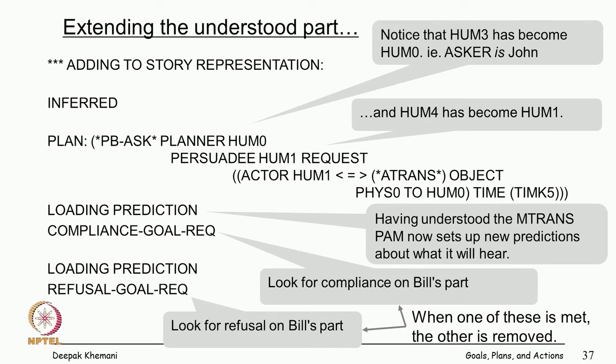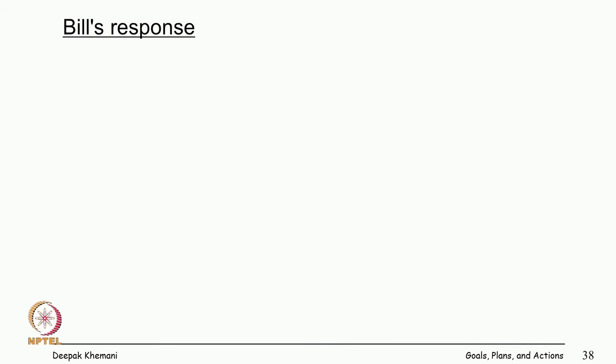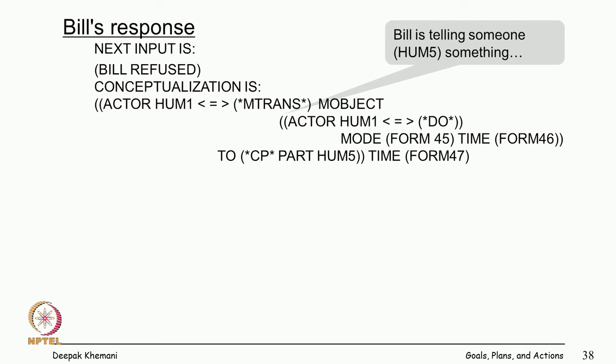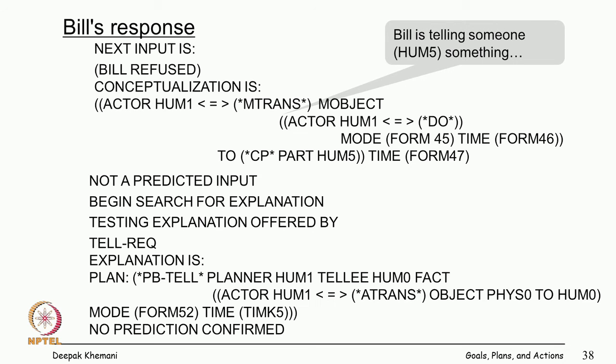So, it is expecting one of these two things, either goal compliance or refusal of goal, and whenever it hears one of them or is able to infer one of them, it will remove the other one from the expectations. So, Bill's response in this case, as we know, was denial, which says that Bill refused, and which is basically an action, that Bill M-transed something to John, and what he M-transed was that he will not give the bicycle to him.